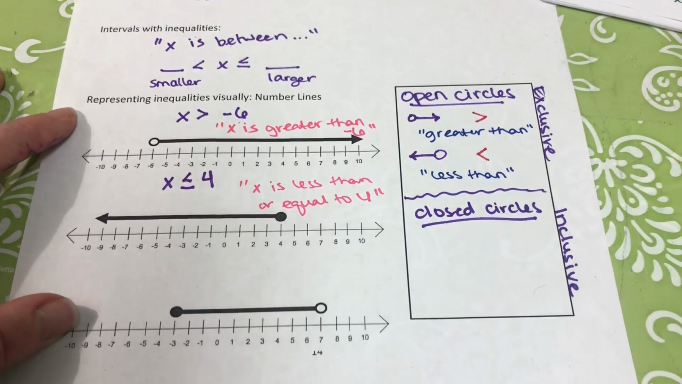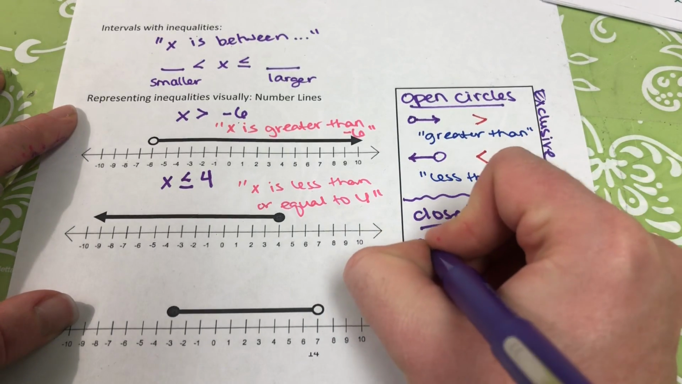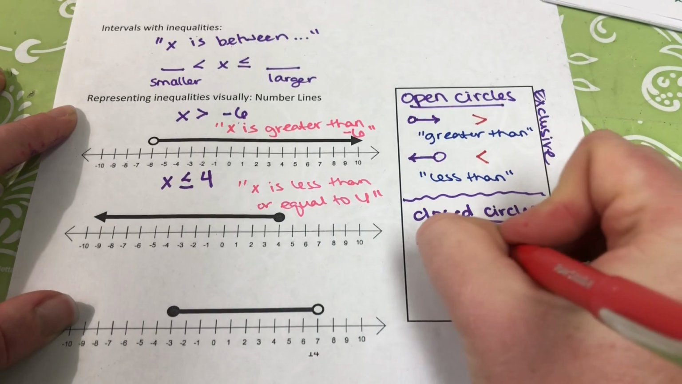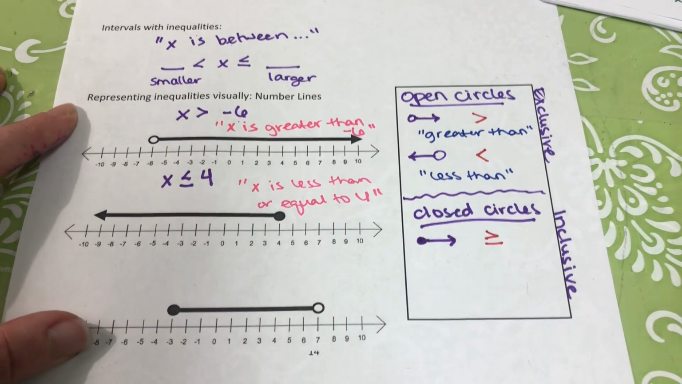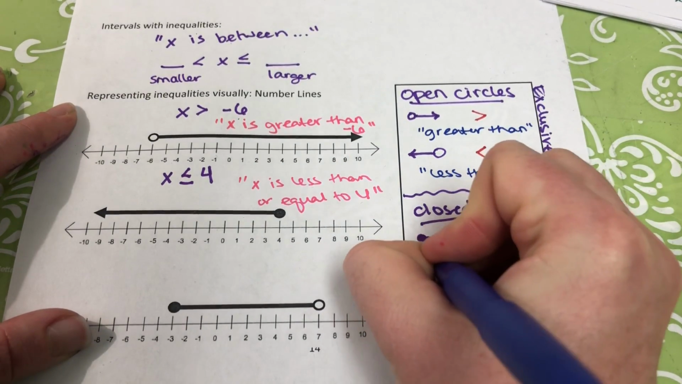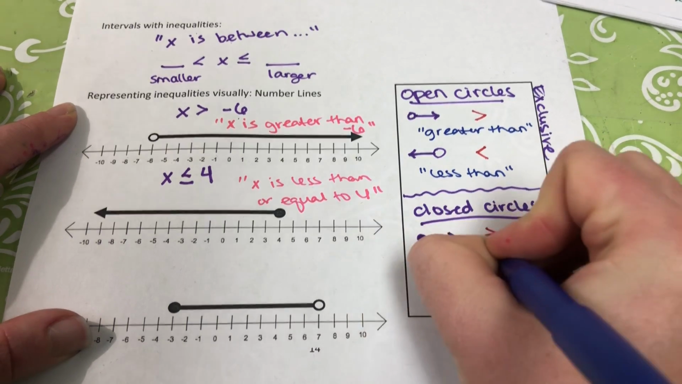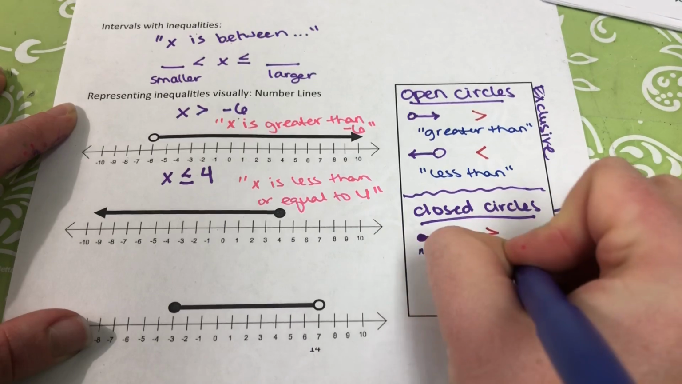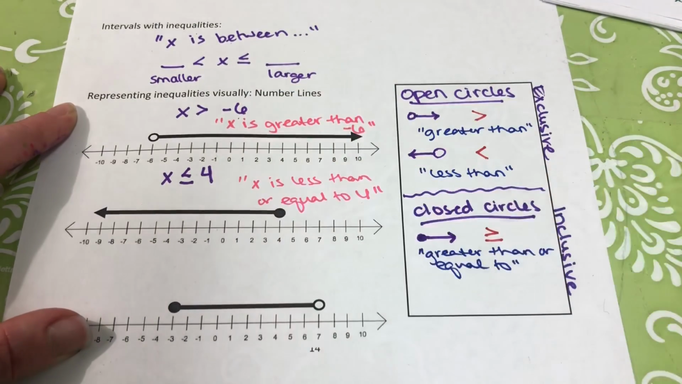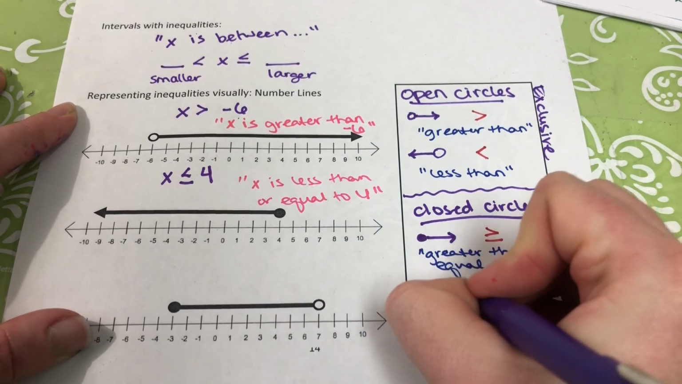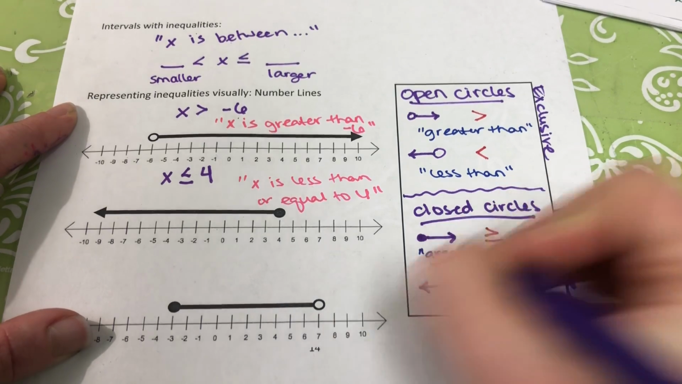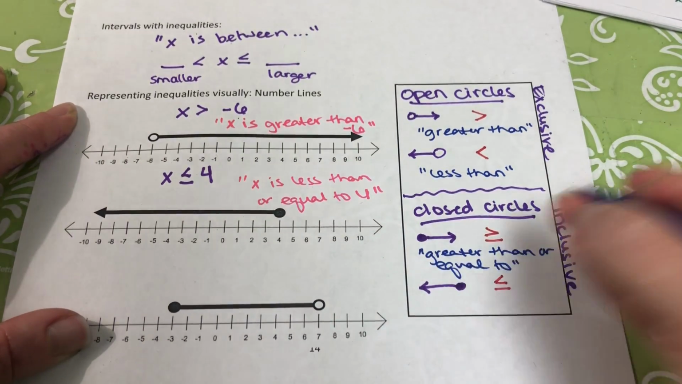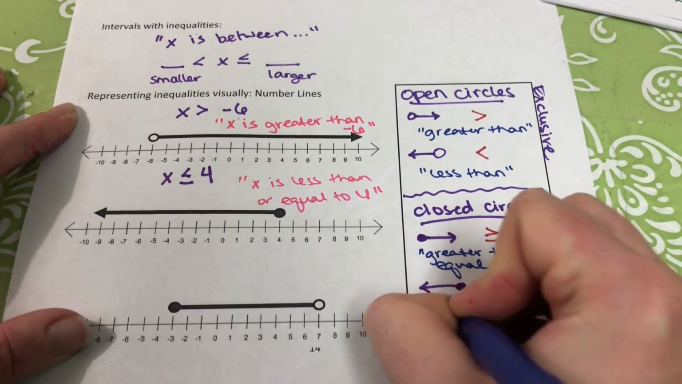So we're going to make a note about our closed circles the same way. If we have a closed circle opening to the right, we're going to use the greater than or equal to symbol. Greater than or equal to. And if we have the case like we do right here, it's a closed circle with the arrow pointing to the left, we switch that inequality and we say this is less than or equal to.